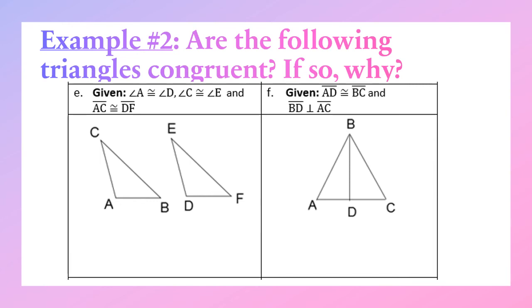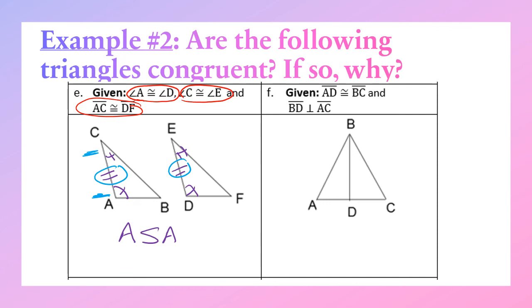All right, welcome back. Since you did these on your own, I'm going to go pretty quick. You have angle A is congruent to angle D. You have angle C is congruent to angle E. And we have that AC is congruent to DF. If you look at the location of this side, it is between this angle and this angle. I count the number of congruent signs I have, and I actually have 3 congruent sides. Since my side is between my two angles, this should have been angle, side, angle.